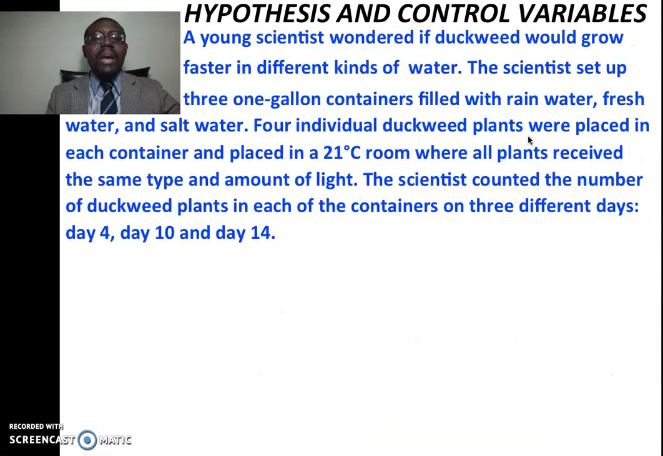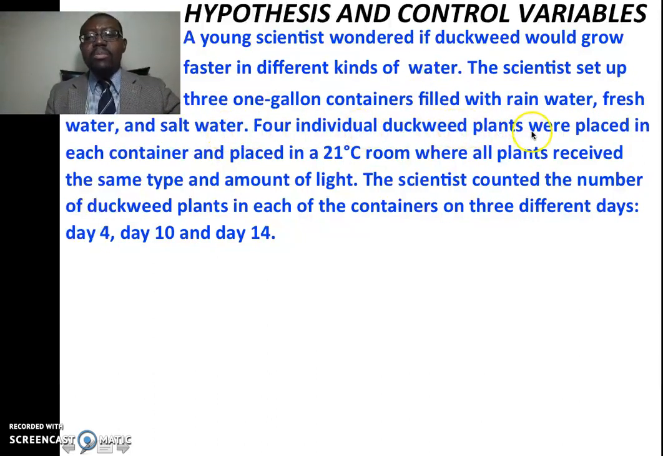Now let's take a look at this example. It's about hypothesis and control group. It says, a young scientist wondered if duckweed would grow faster in different kinds of water. The scientist set up 3 1-gallon containers filled with rainwater, fresh water, and salt water. So the scientist is using 3 different kinds of water: rainwater, fresh water, and also salt water.